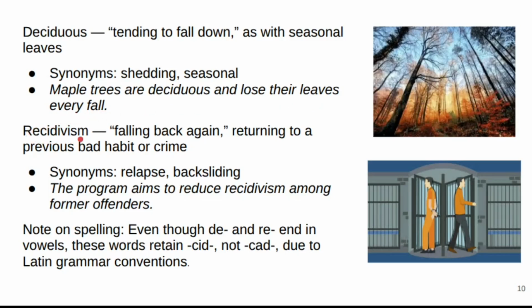Finally, recidivism means falling back again, usually referring to someone returning to a previous bad habit or crime, with synonyms like relapse or backsliding. Example: the program aims to reduce recidivism among former offenders.